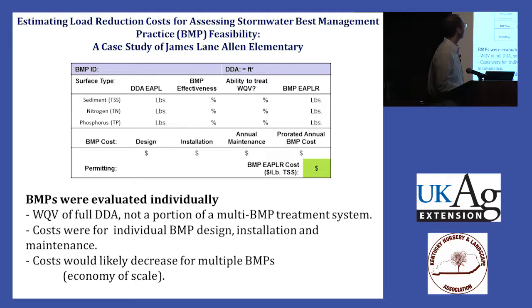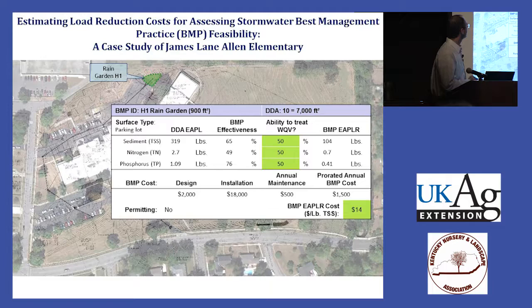So this is the table I came up with evaluating these different BMPs. For a rain garden, this is one of a few different ones for the site. This particular one was really only going to be able to treat about 50% of the drainage area coming into it. The drainage area was parking lot. It's right over in here. So, thinking about a prorated annual cost, what is that going to cost for me to reduce 1 pound of sediment a year over 20 years?